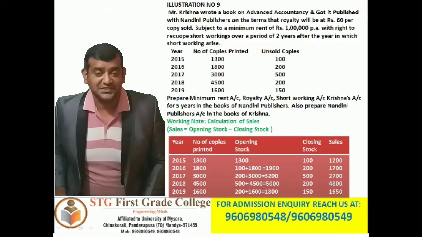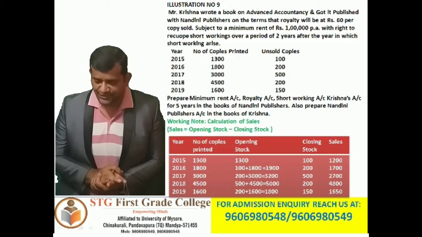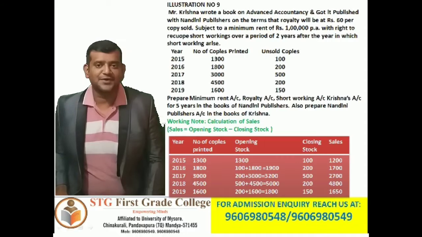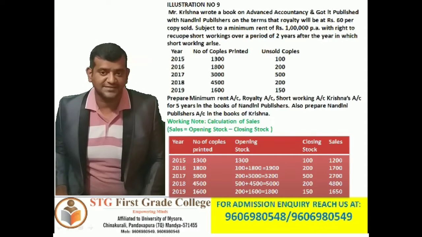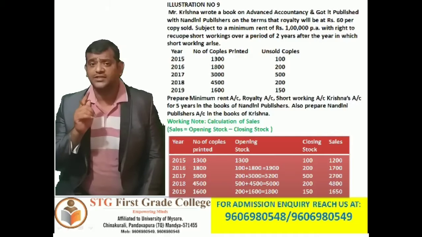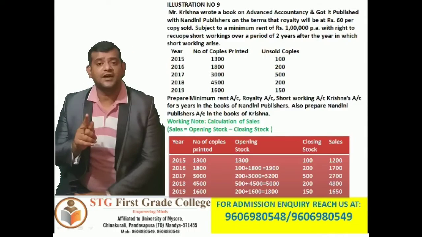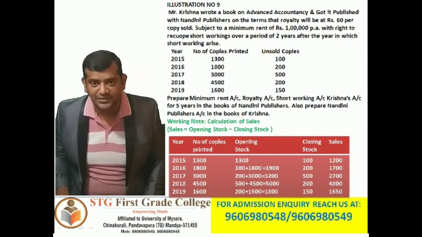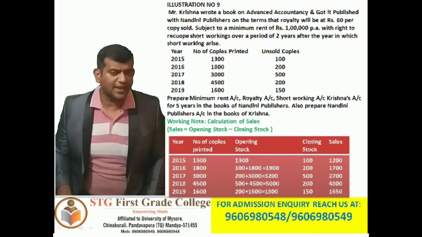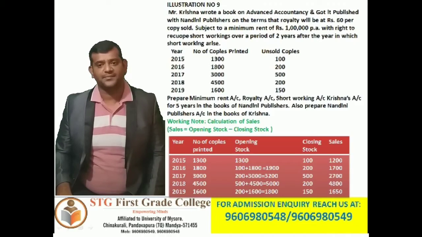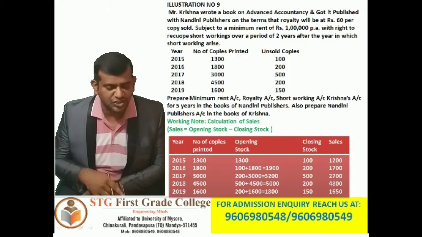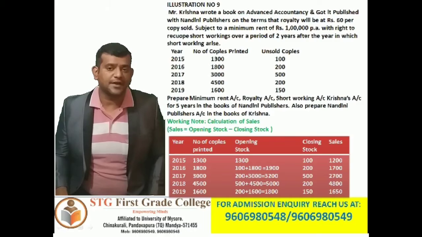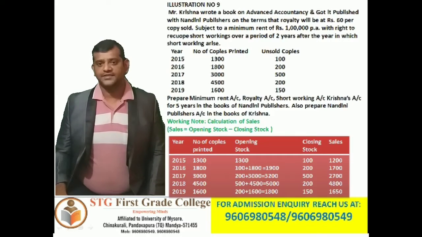So, in the unit Accounting for Royalties, illustration number 9. Mr. Krishna wrote a book on advanced accountancy and got it published with Nandini Publishers on the terms that royalty will be at rupees 60 per copy sold, subject to a minimum rent of rupees 1 lakh per annum. So here he has given two pieces of information: the rate of royalty is rupees 60 and the minimum rent is going to be 1 lakh rupees per annum.